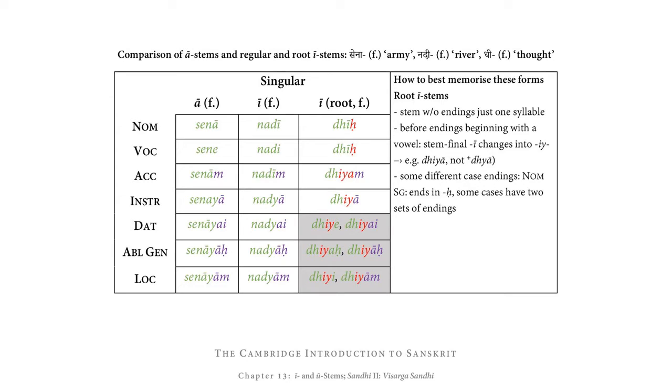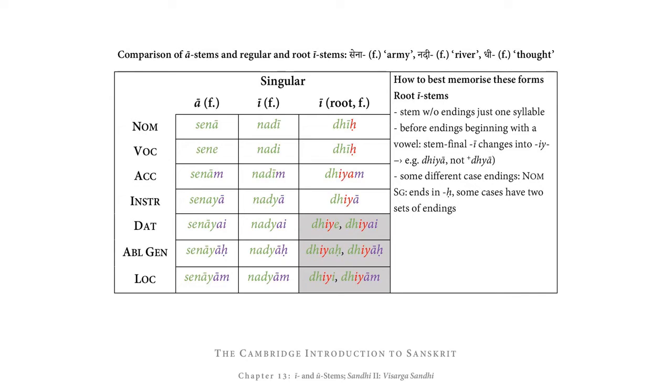First of all, in the nominative and vocative, we have a visarga added. So it's not nadi and nadi, but it's dhih and dhih. Then from the accusative onwards, we basically have forms that are not monosyllabic, that have more than one syllable. And this is the result of the i always turning into iy rather than turning into just y in front of another vowel. So in the accusative, rather than having nadim, we have dhiyam, and we will re-encounter this ending am actually in consonant stems when we come to them.